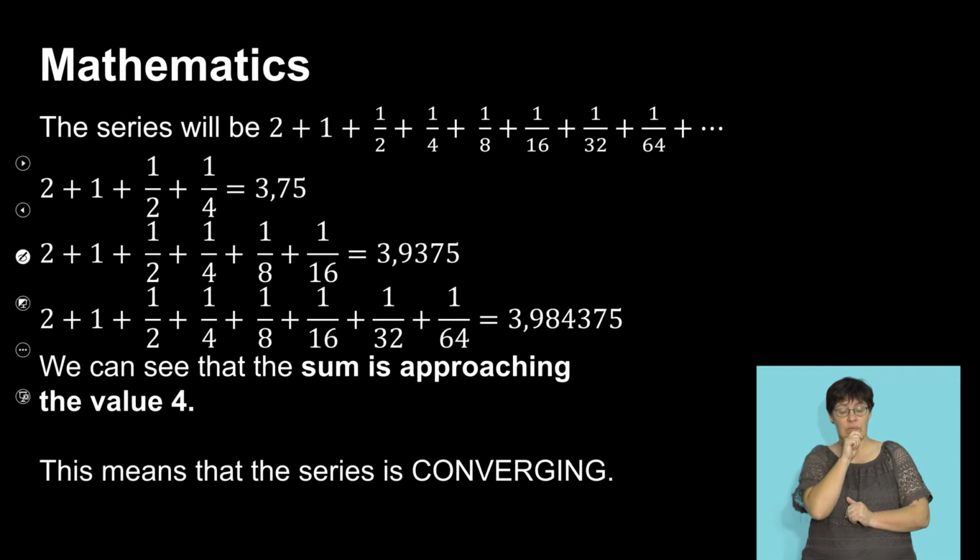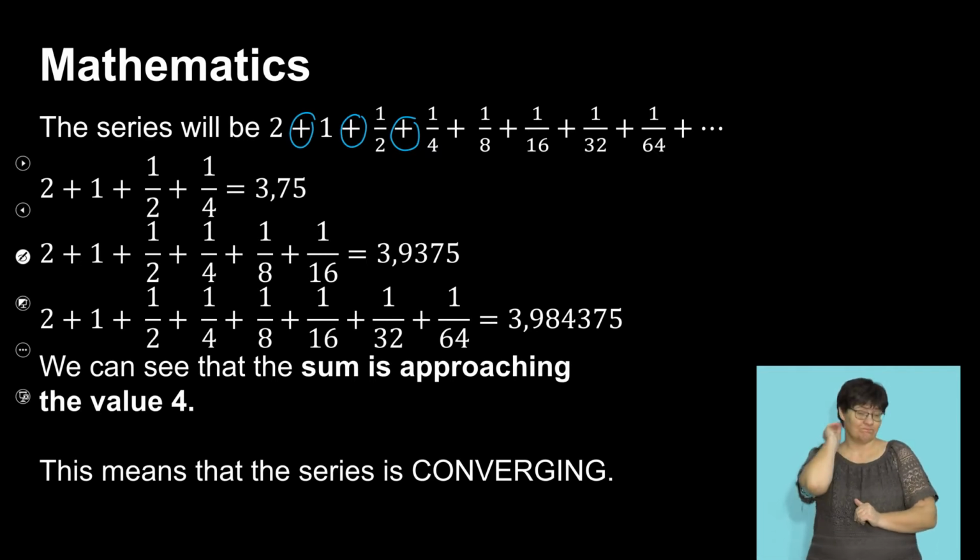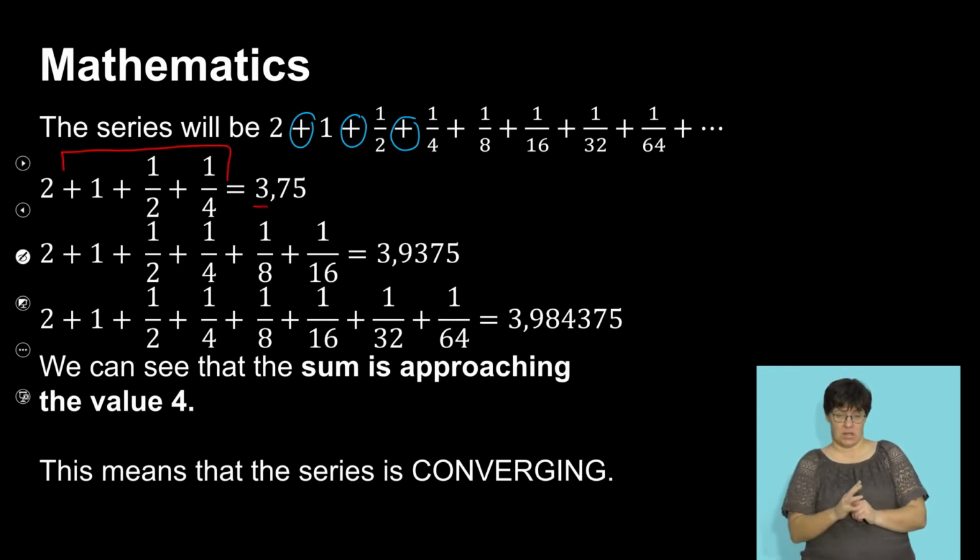So using this same example, we know that the series is when I add the values of a sequence together. So the series will be 2 plus 1 plus a half plus a quarter and so on. Just a reminder, we said that for a series that is convergent, the terms themselves get closer and closer to zero, but the sum approaches a certain number. So if I take the first few terms and I add 2 plus 1 plus a half plus a quarter, I get 3.75. So I can see that this number is fairly close to 4.